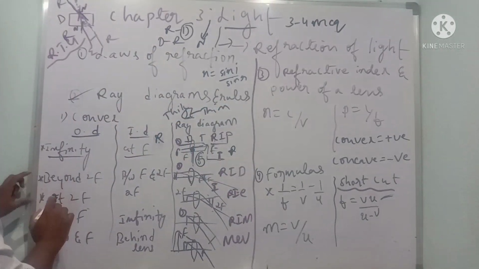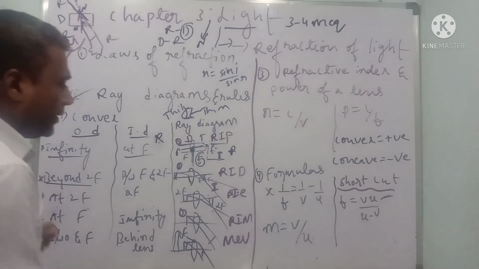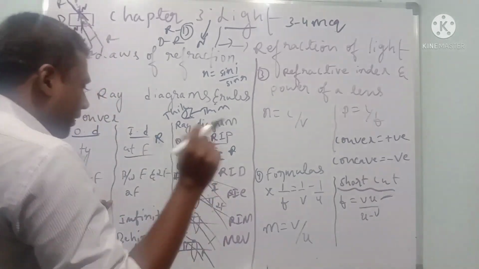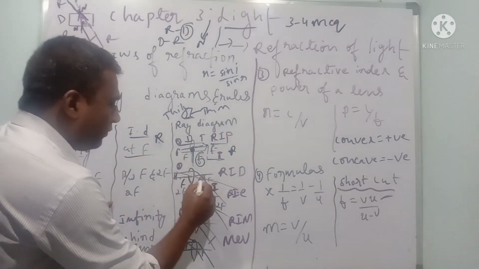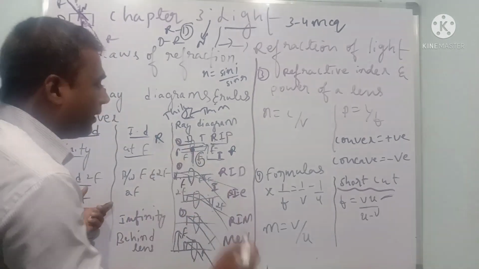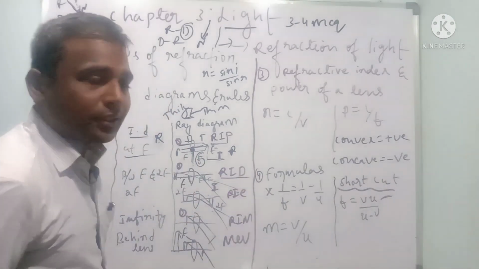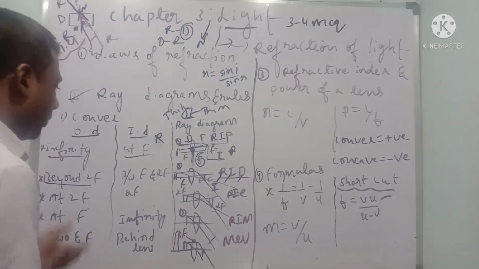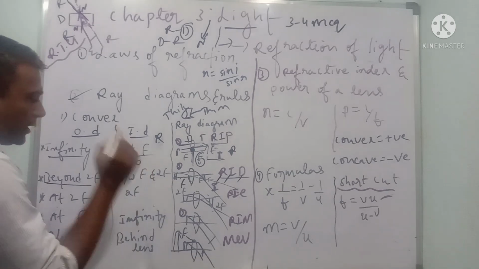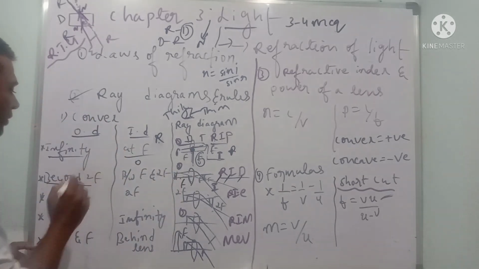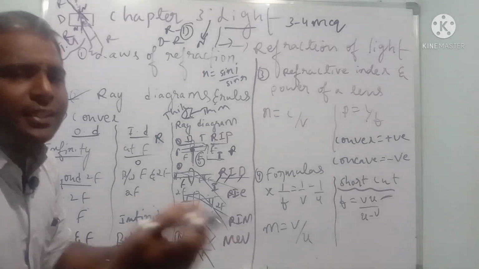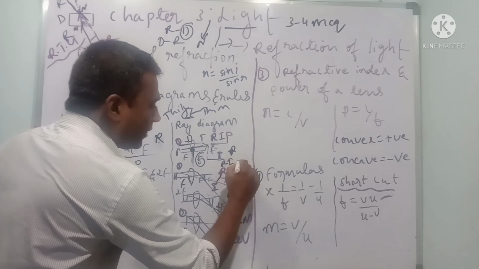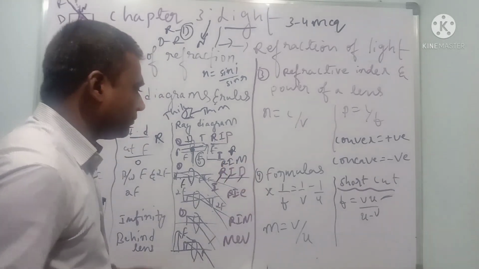Next, the second ray diagram, beyond 2F. Children, if I keep the object beyond 2F, here we should take equidistant points. Then the image is going to form between F and 2F. The image will be RID, that is real, inverted, diminished. Again, the reverse, children, vice versa. If I keep the object between F and 2F, the image will be formed beyond 2F. Then the nature of the image will be real, inverted, magnified, RIM.